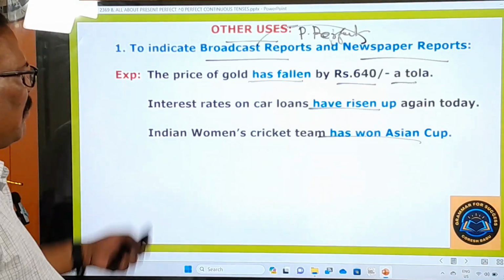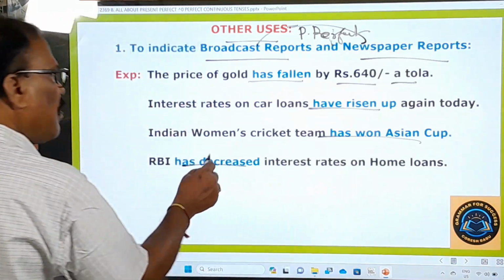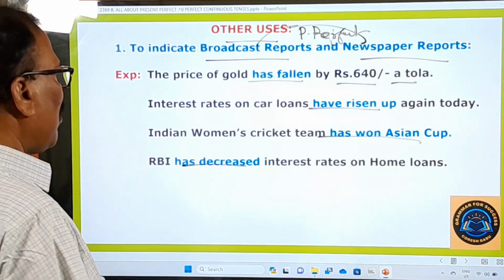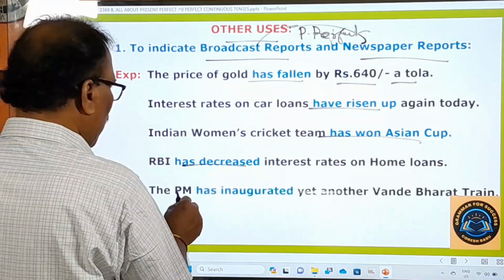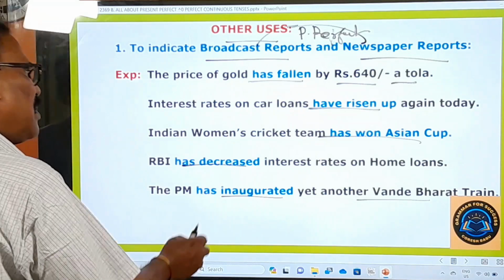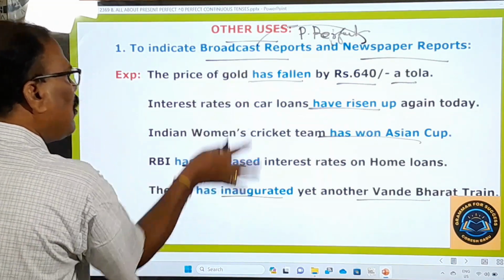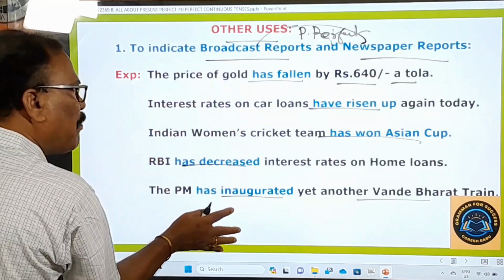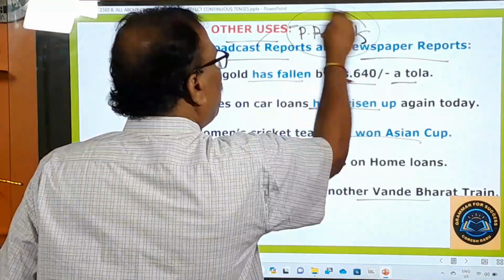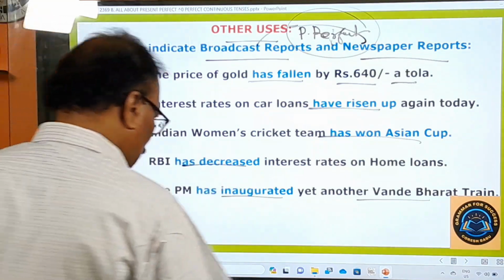Okay, it's a newspaper report. And RBI has decreased interest rates on home loan, so it's a newspaper report or broadcast report, right? And here the PM has inaugurated yet another Vande Bharat train, so this is a newspaper report, a broadcast. So to indicate all these newspaper reports or broadcast reports, we make use of only the present perfect tense and nothing else, right? Now we go to the next rule.